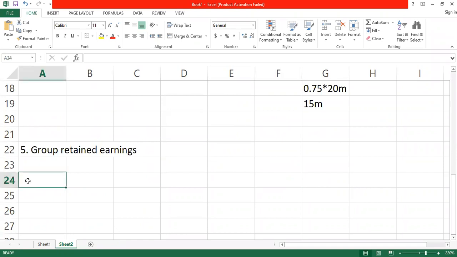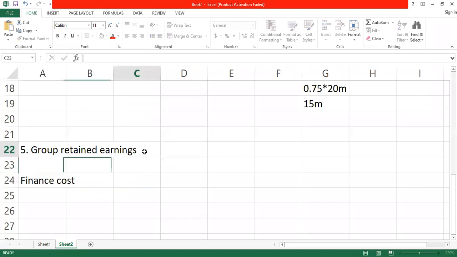But this money will be paid in how many years' time? 1 year. We are preparing the account for how many months? 6 months. So if 1,800 is for 1 year, 6 months will be what? 900. So this 900 is a finance cost for the parent.